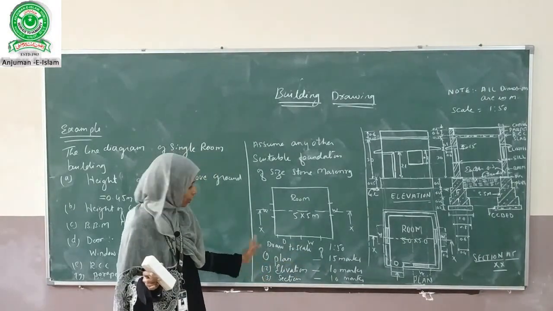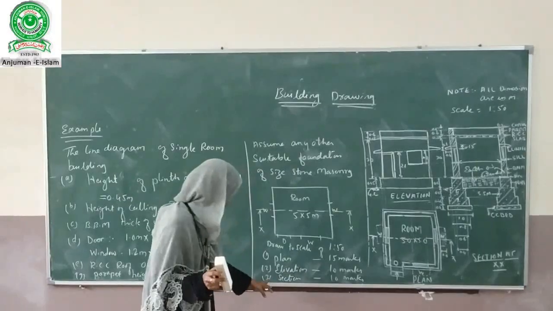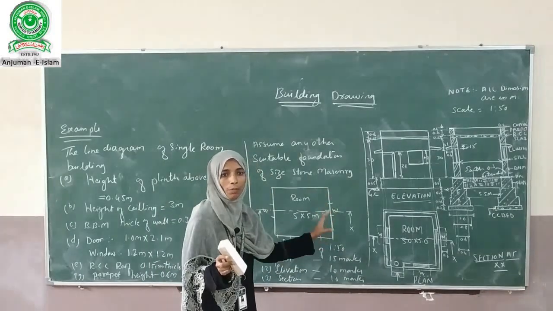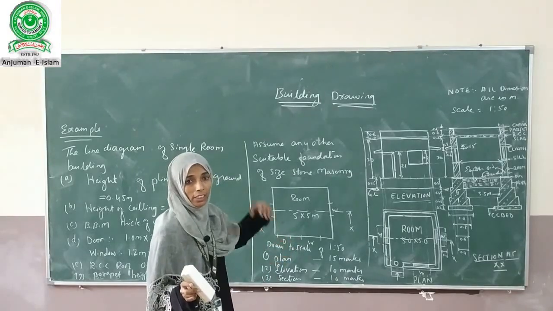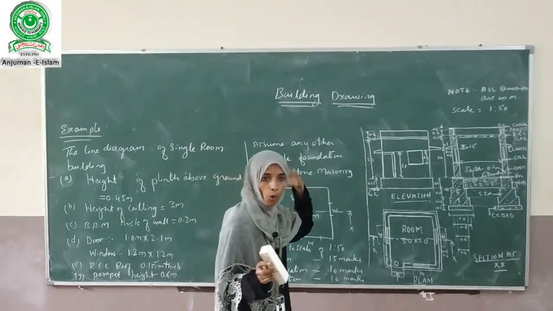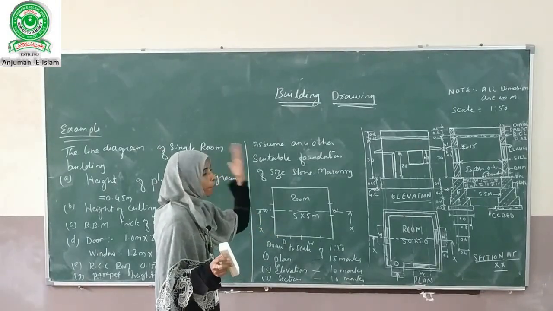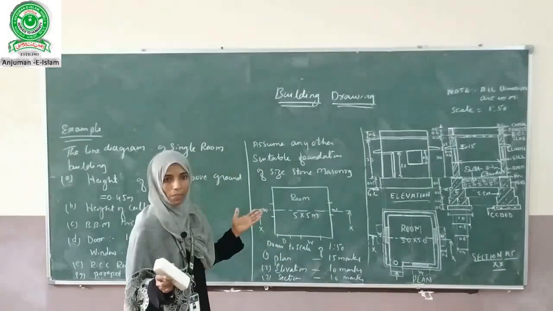Elevation, if you draw, it will carry 10 marks. And the section, if you draw, then it carries 10 marks. So total will be a 35 marks question. And this has more weightage in the question papers. So you should be thorough with the building drawings and perfect in the building drawings.